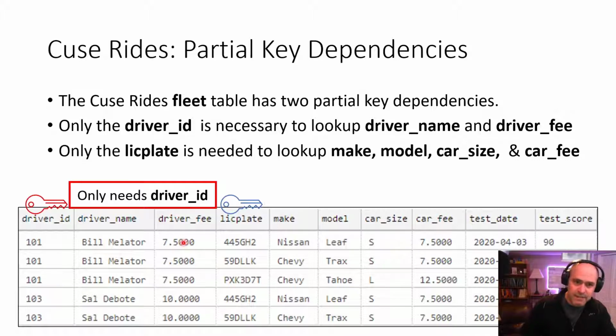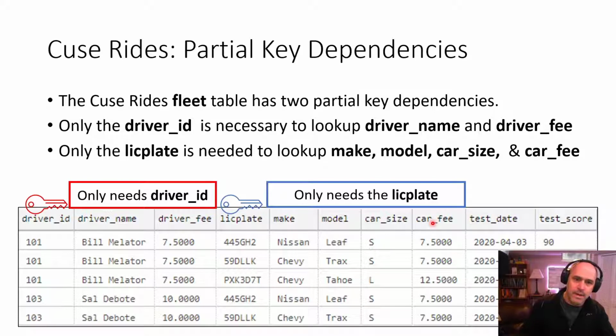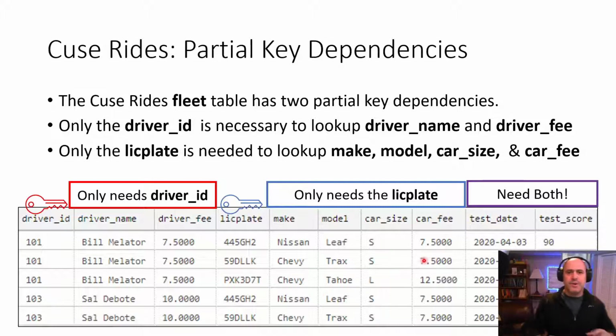Likewise, a license plate is needed to only look up make, model, car size, and car fee. Right? Because whenever I see this license plate, it's a Nissan Leaf, small, $750. Whenever I see this license plate, it's Chevy Trax, small, $750. Now these two columns over here, they need both values in the key. This value here, test date, depends on the car and the driver. This score here depends on the car and the driver. So these will remain in the table. Everything else goes into two new tables, as you could probably sniff out by now.